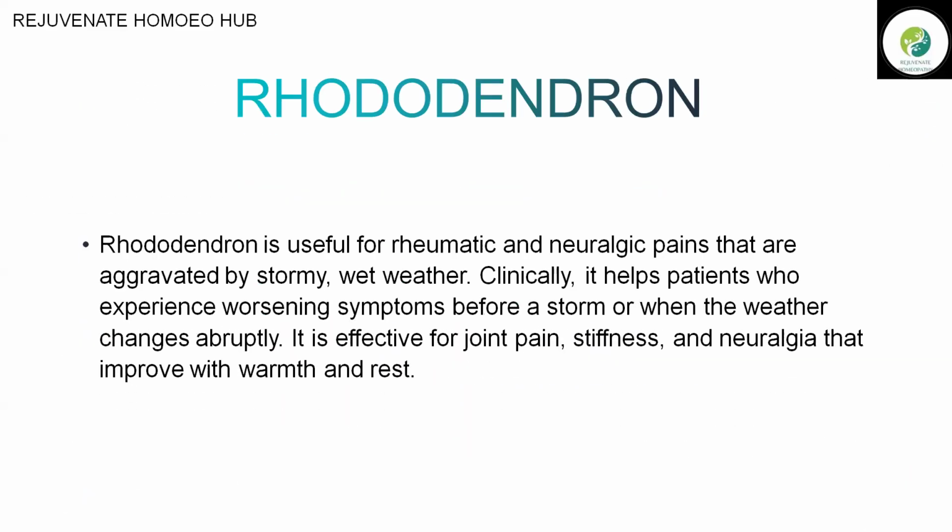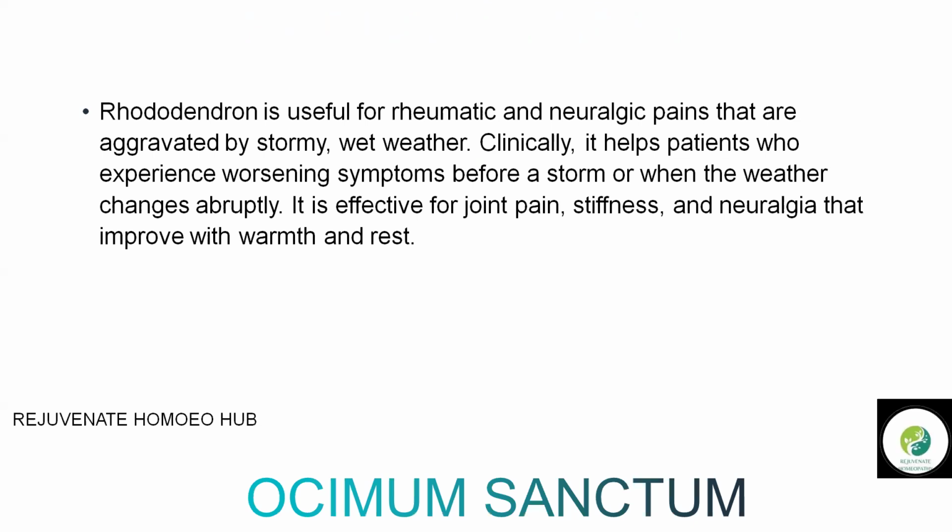Rhododendron, with a lot of neurological complaints and aggravated by storms. As I said, storms are the main key. With joint pain, stiffness, neuralgia. This improves with warmth and rest. Interestingly, as I said, rheumatism in hot weather, and it has some relief with warmth as well. Contradictory of rhododendron. And you can use it in orchitis cases, in hydrocele as well.